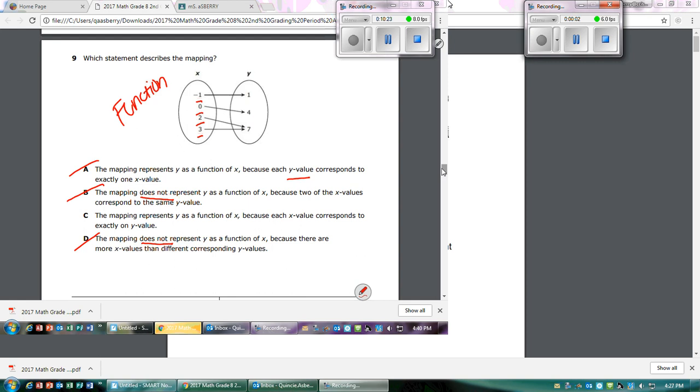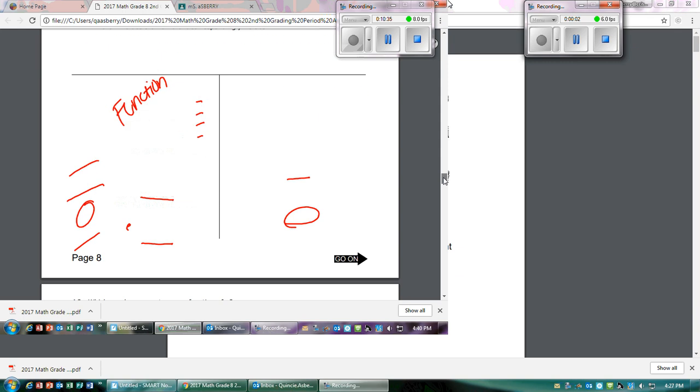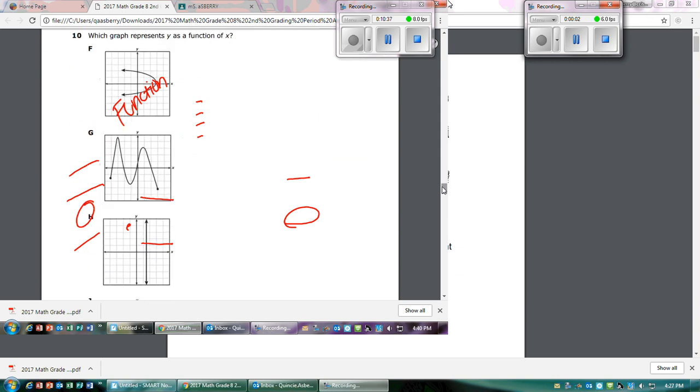Mapping represents y as a function of x because each x value corresponds to exactly one y value. We're worried about the x, that's all we really care about, so your answer should be C. The function is only... my x is not repeating.